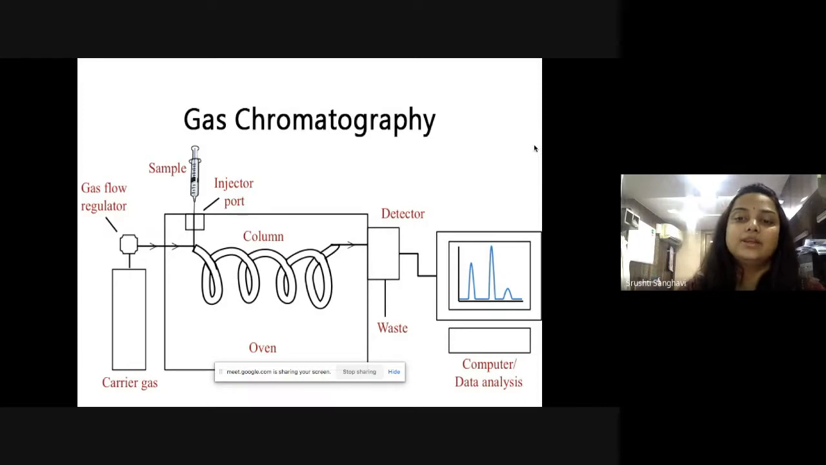In that detector, the individual components enter and get ionized using the hydrogen flame. That ionization energy is captured by the detector. The detector then gives out a signal to the computer, which gives you some kind of a chromatogram that you see on your screen. Okay.